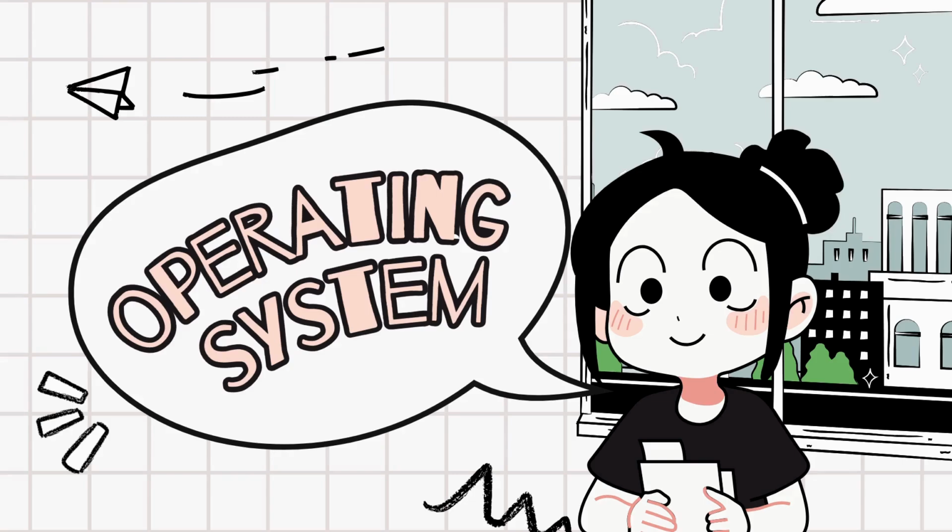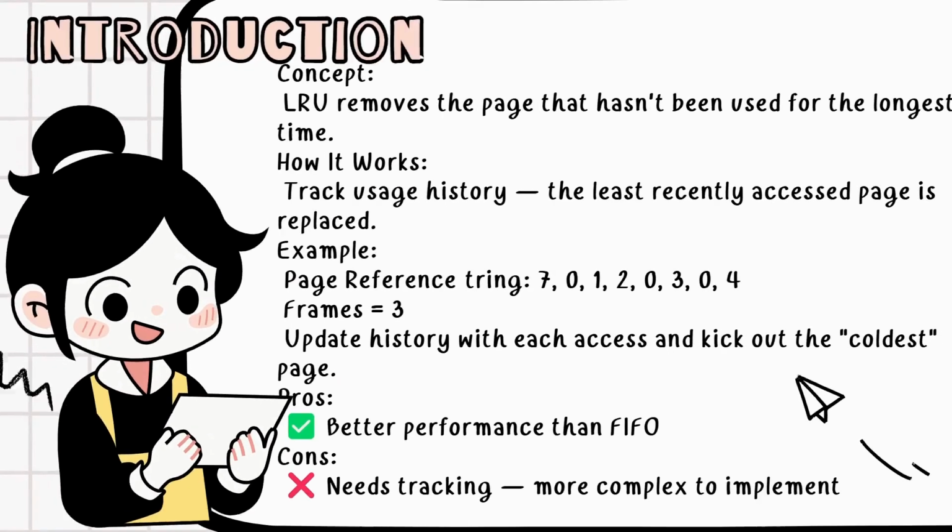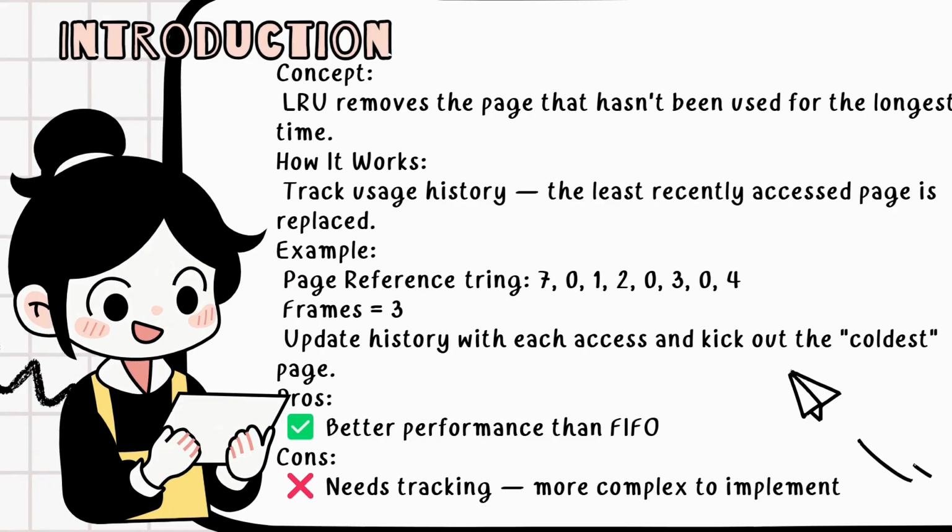Welcome to the world of smart memory management. LRU is like your brain remembering the last book you read and ignoring the one you forgot a week ago. It helps the OS decide which memory pages to swap out when space gets tight, based on recency of use. Least recently used, it replaces the page that hasn't been touched for the longest time. Cold pages get the boot.